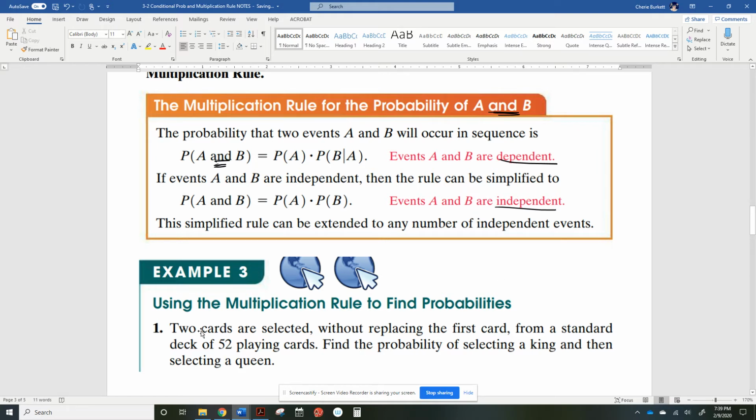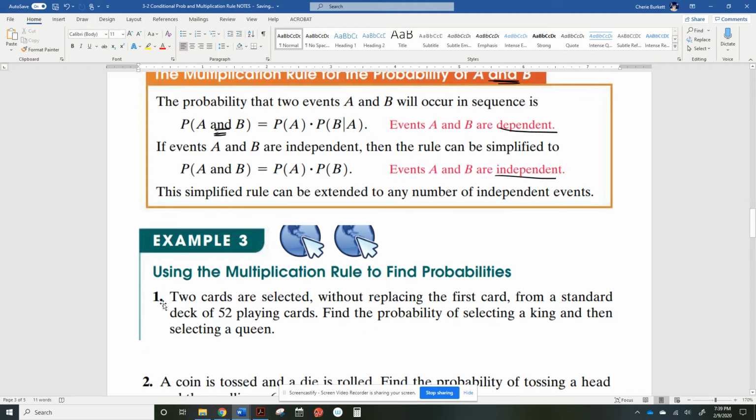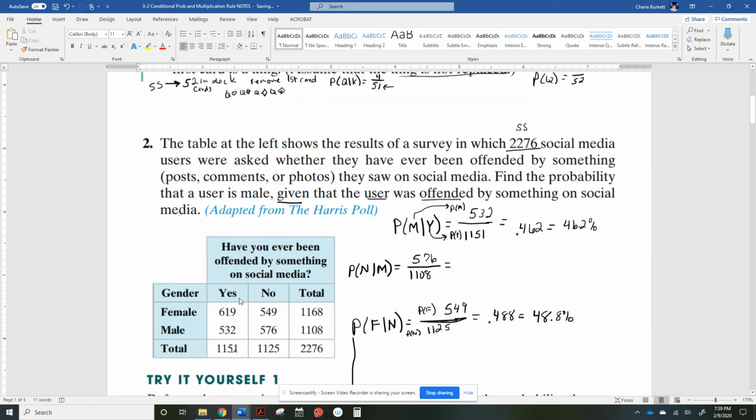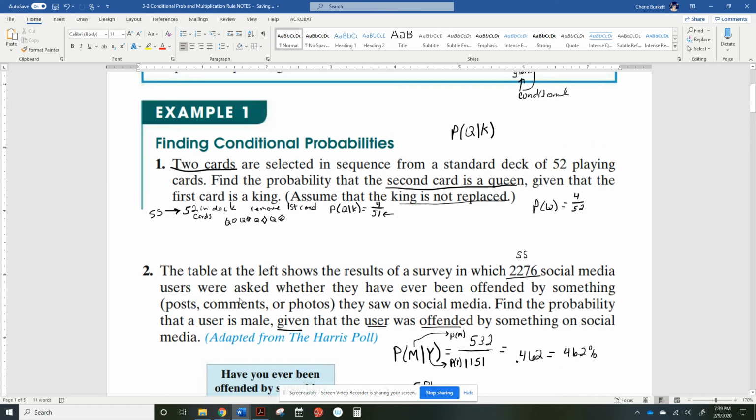So, two cards are selected. Now, again, this is not the same kind of situation as it was the first time, because we are selecting two cards. But notice the difference in the question. It says find the probability of selecting a king and then selecting a queen. There's the word and. Let me go back up to the first one. That was not what we did the first time. It says two cards selected. Find the probability of just the second card being a queen, given that the first card was a king.